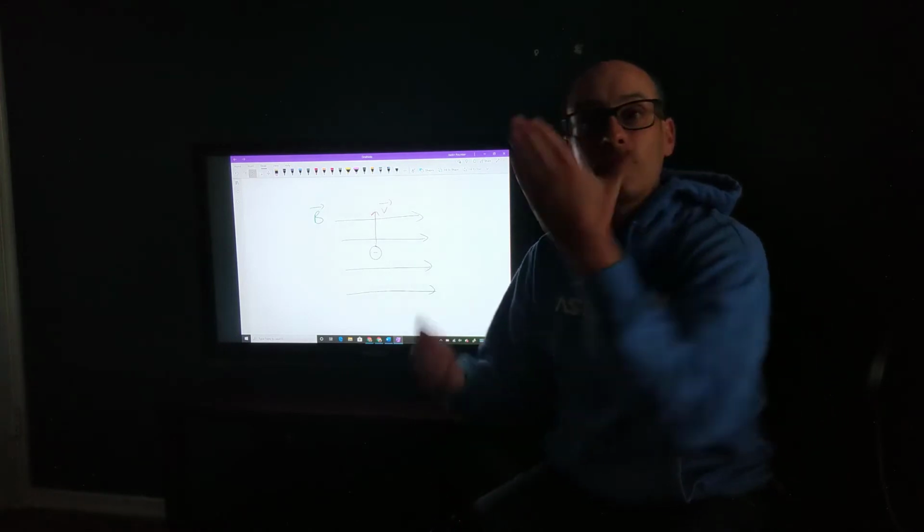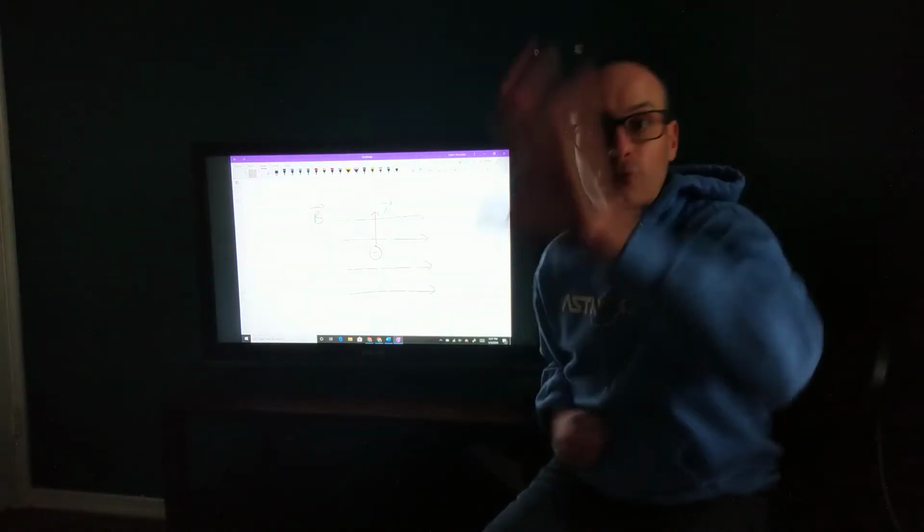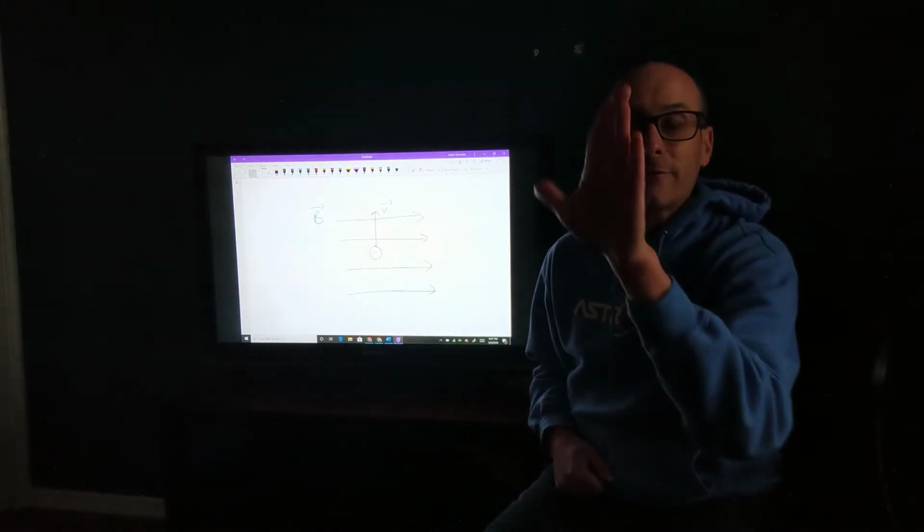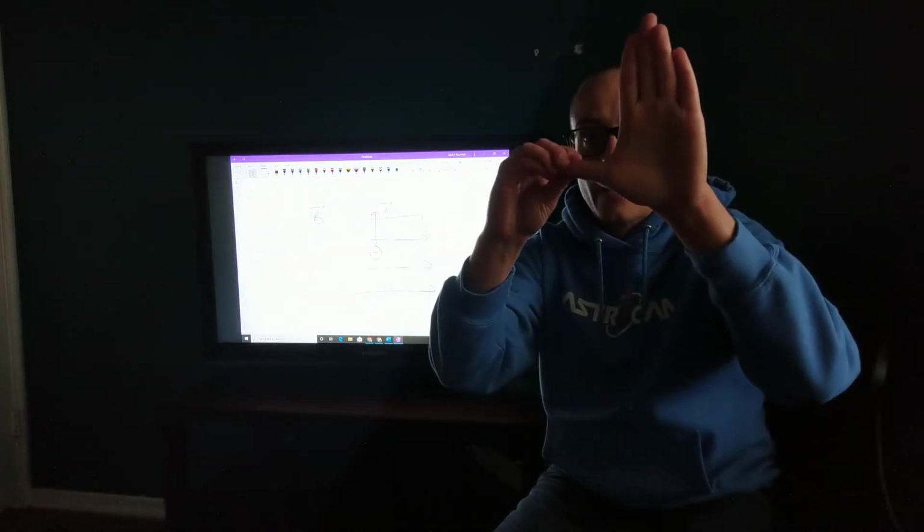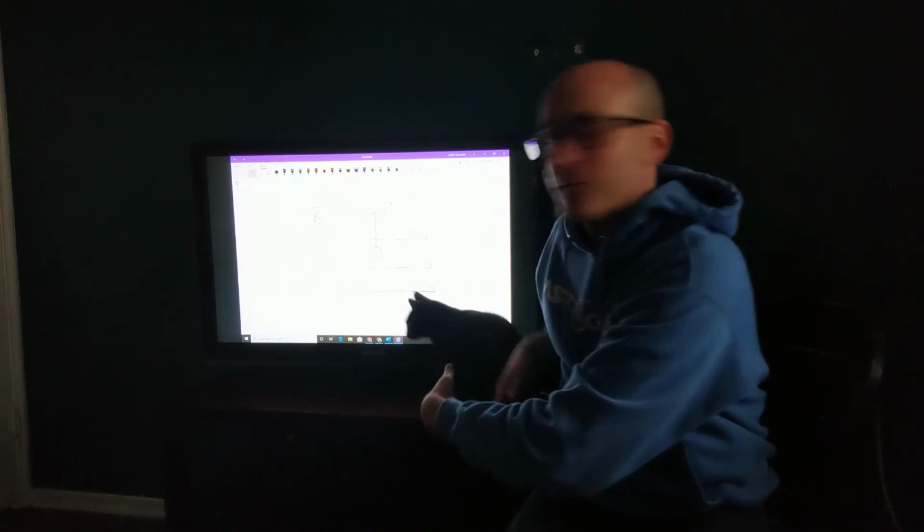You use your left hand. So if it's a negative charge, you just switch to the left hand. Everything else is the same. Velocity, magnetic field, and force. Very good. Good job. Good helping.